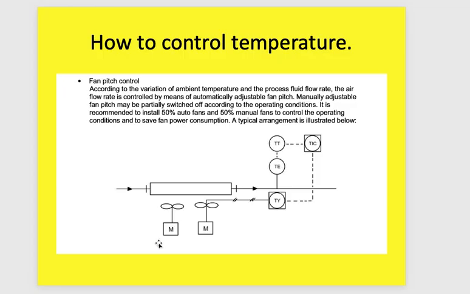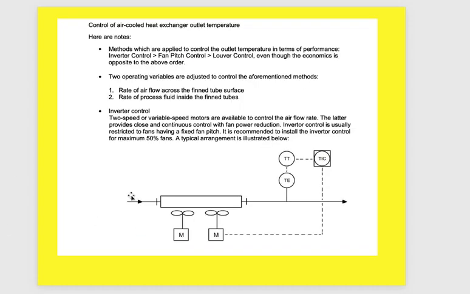And normally you have 50% fixed and 50% which is variable pitch angle. Okay, this is the first type of controlling the temperature, which is fan pitch control. The other type of controlling the temperature we can see in this diagram.